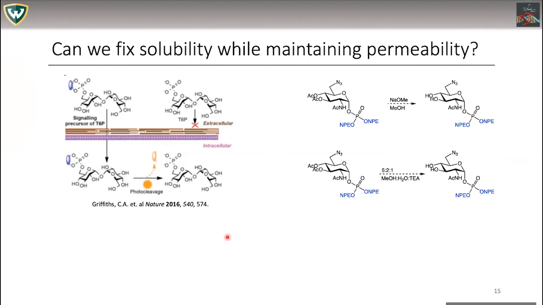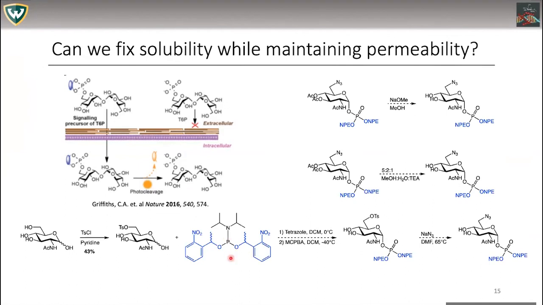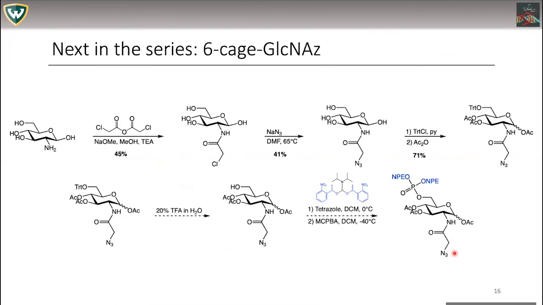So now what I'm trying is a coupling on the free sugar. If we can tosylate this and make the free sugar and couple this, and hopefully it selectively goes to the anomeric position, we can run this azide displacement reaction to get the azide and have these two hydroxy groups free, which will hopefully help solubility without hindering permeability too much. The next compound that we're thinking of in series is a 6-caged GlcNAz.